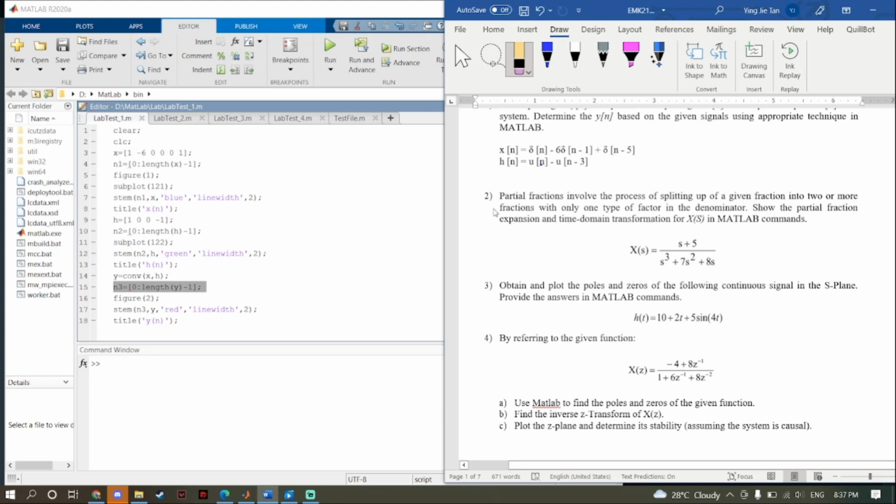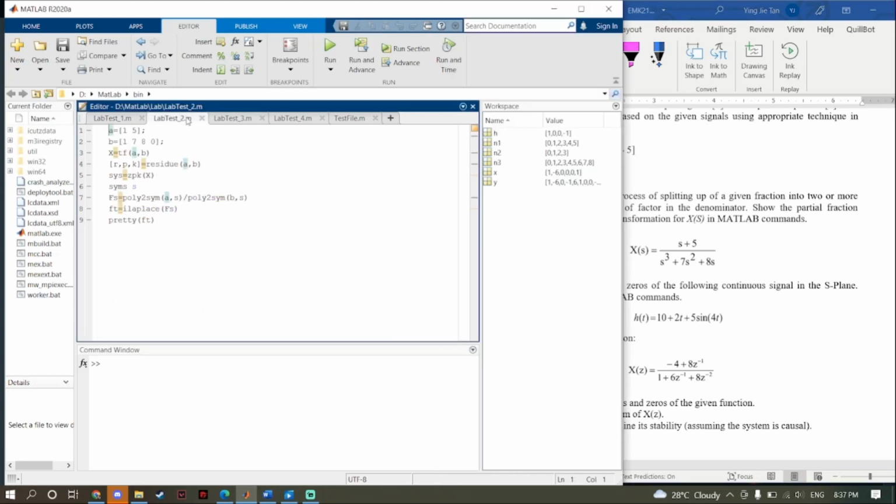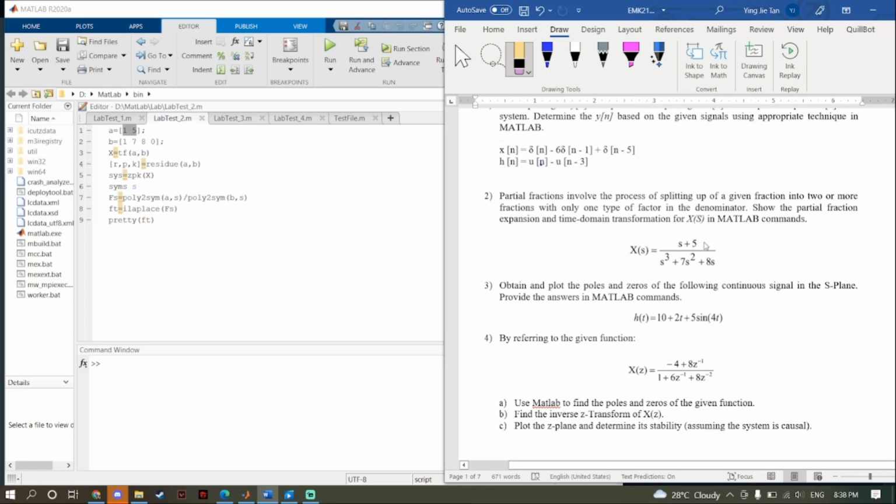Right now I'm going to the next question, which is question 2. For question 2, we are asked to find the partial fraction and also the time domain transformation for X(s). A very quick introduction: a and b are the numerator and denominator of my equation. For a, we can get it from the numbers of our numerator, which are 1 and 5, from the largest power until the smaller one.